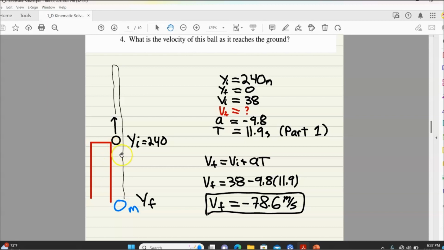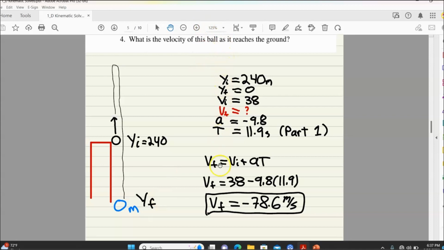First, we draw the picture. Y initial is the same, 240 meters. Now Y final is the ground. Because we want to know information about the ball when it's at the ground, but really right before it hits the ground, instantaneously. It's above the ground, but by an angstrom.